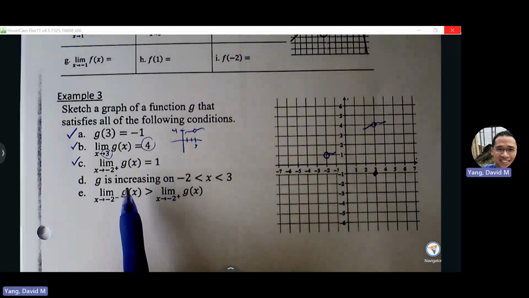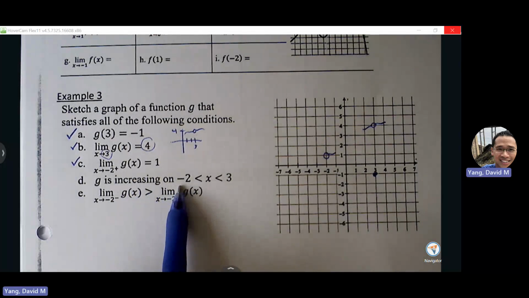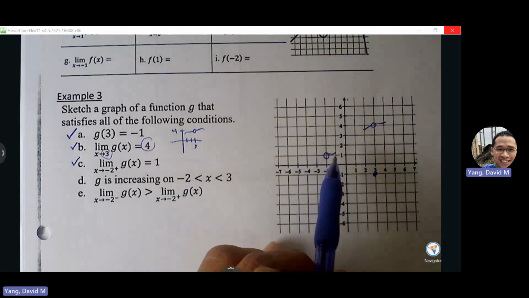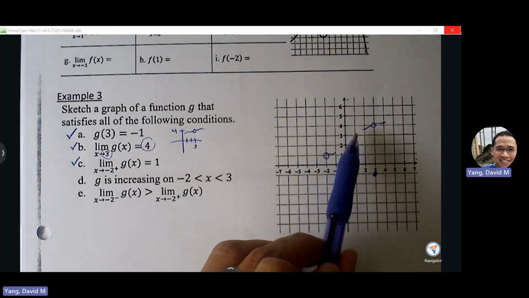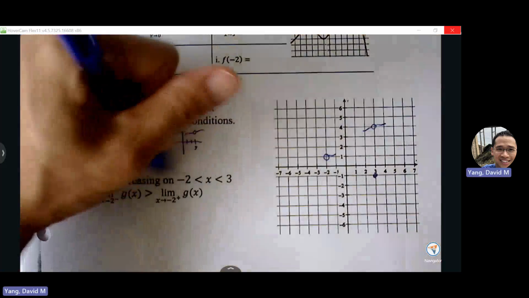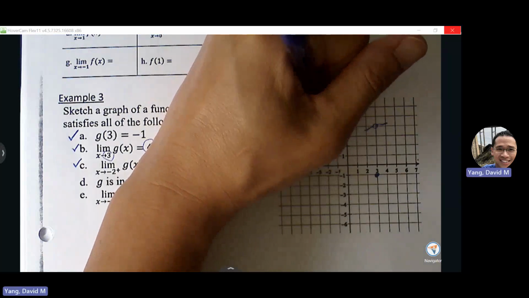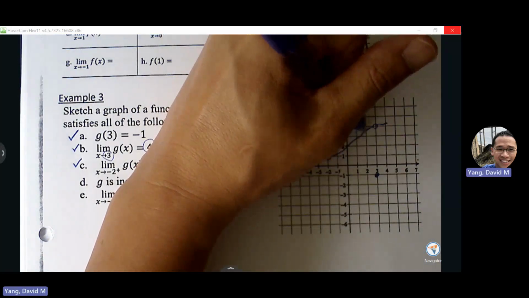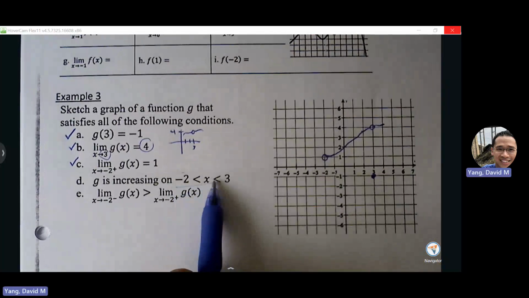Part D, they want us to show a graph that is increasing between -2 and 3. So I'm just going to go ahead and connect these points. It looks like I don't have anything that is preventing me from doing that. It says it's increasing, so it makes it obvious for me to make my graph rise between those two points and make it connect.